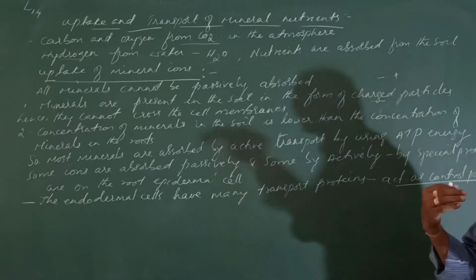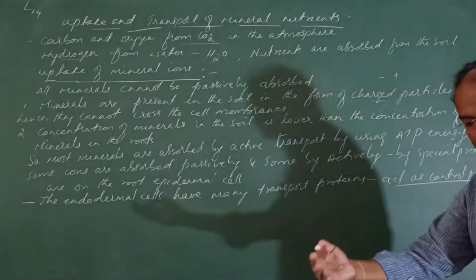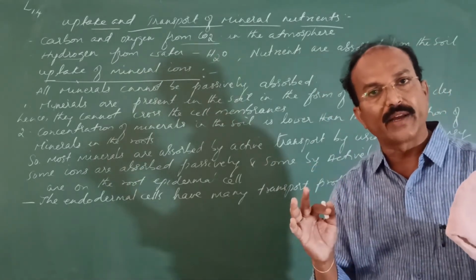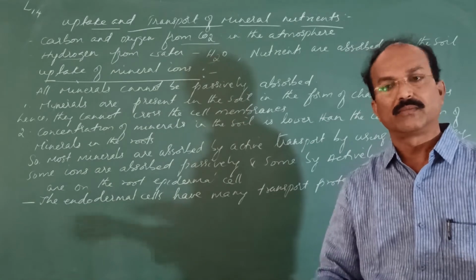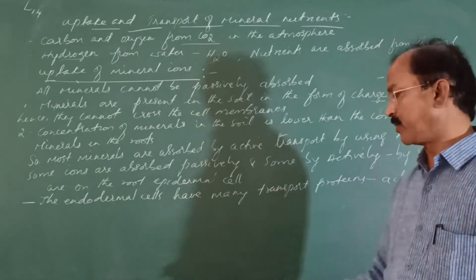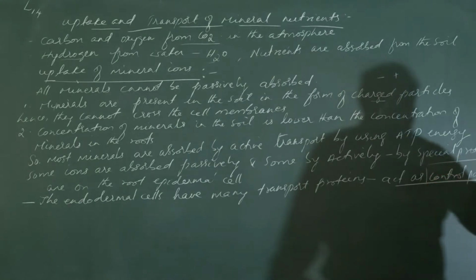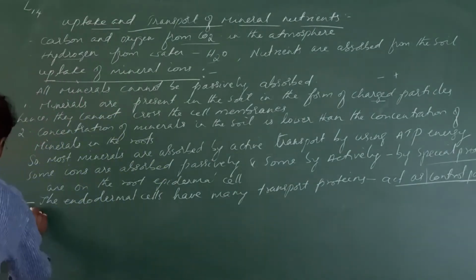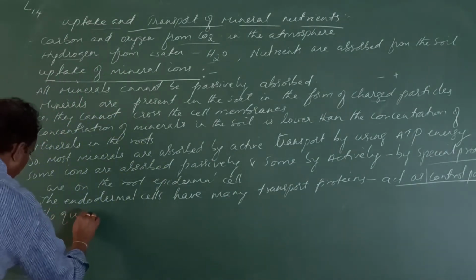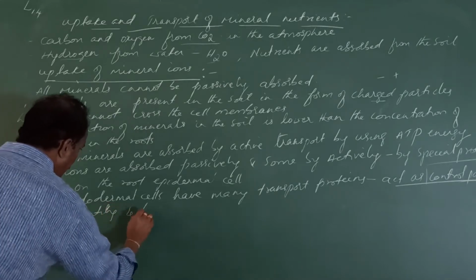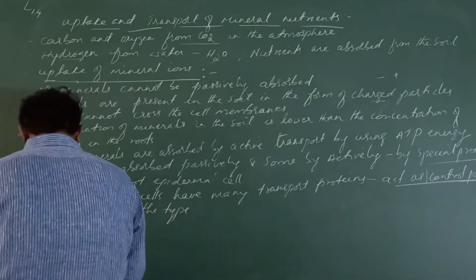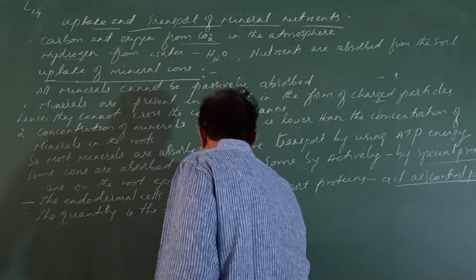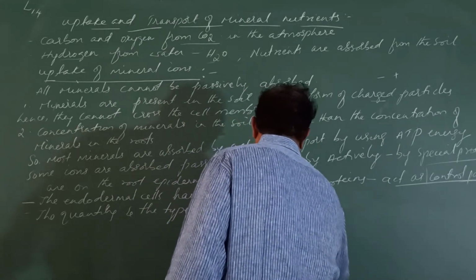Which molecules are to be allowed into the stele, or into the xylem, and how much quantity and the type of solute is controlled by the endodermis. That is why it is called a checkpoint. Okay, so the quantity and the type of solute is controlled.